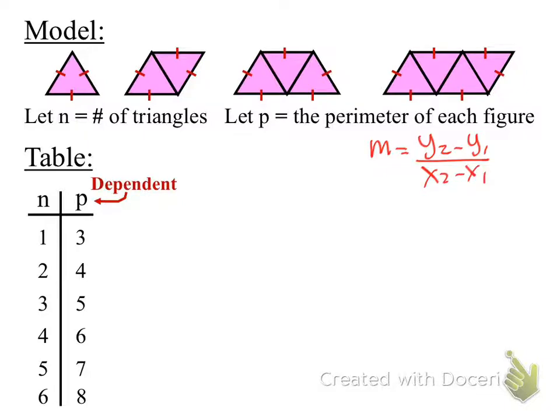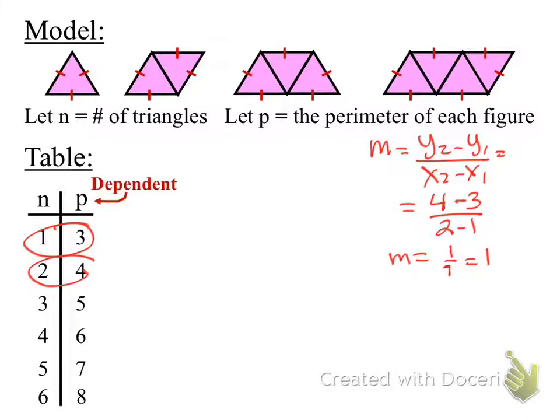Okay, and so let's take these two. So what am I putting up top? Let's do it here. McKenna? You put the 4 and the 3 on top. 4 minus 3 over 2 minus 1. Good. And what does that equal to? 1 over 1. Good. So my m equals 1.